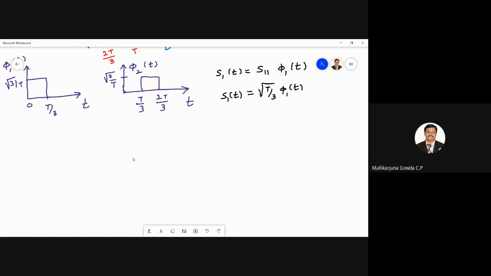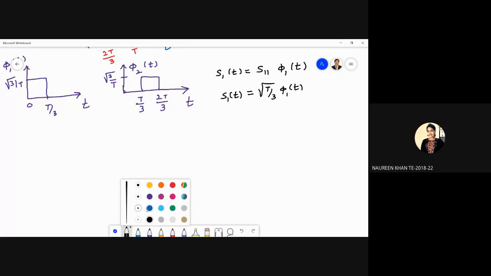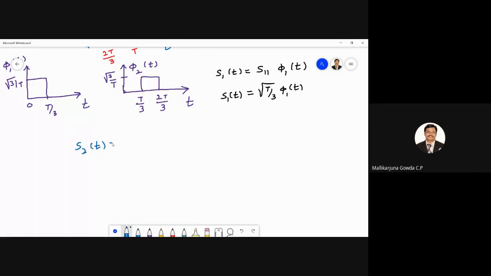Already people have forgotten. I expanded the summation equation. S21 pi 1 of t. See, S2 of t will be equal to what? I said it is S21 pi 1 of t, right? Plus S22 pi 2 of t, right? So we know the values of S21 and S22. We can substitute and express this in terms of the basis functions, right?